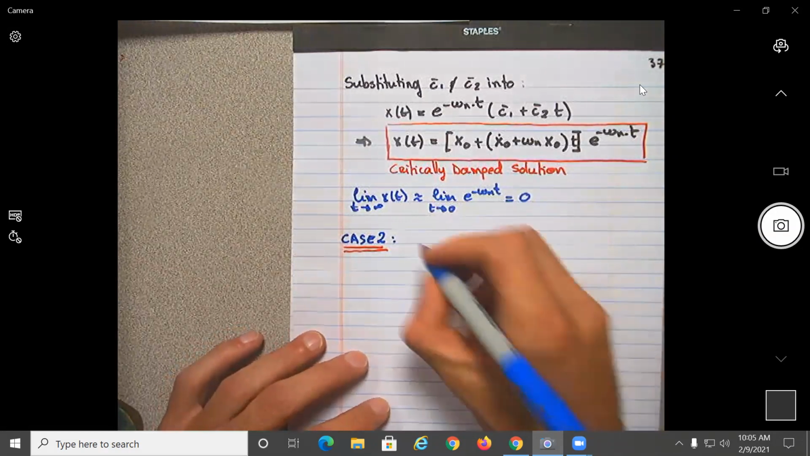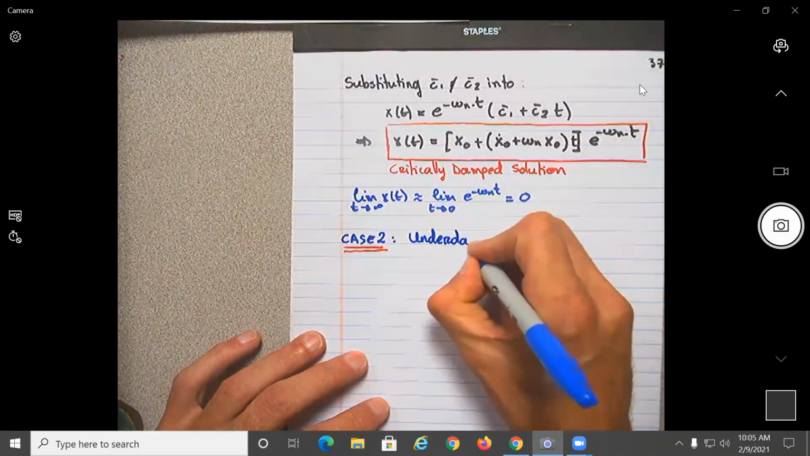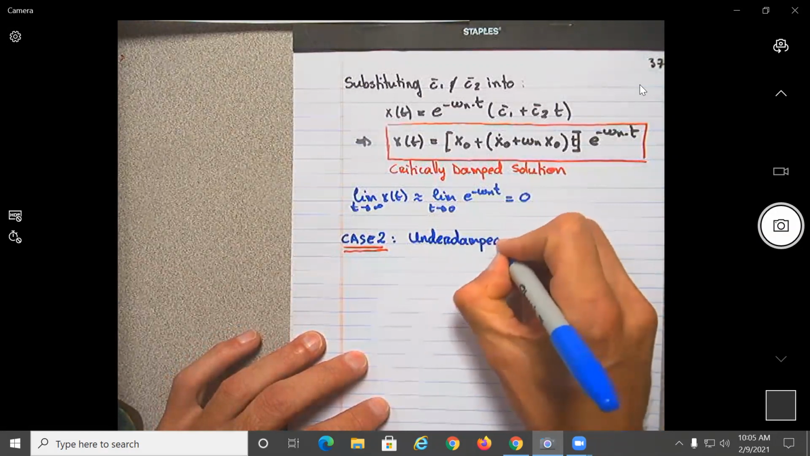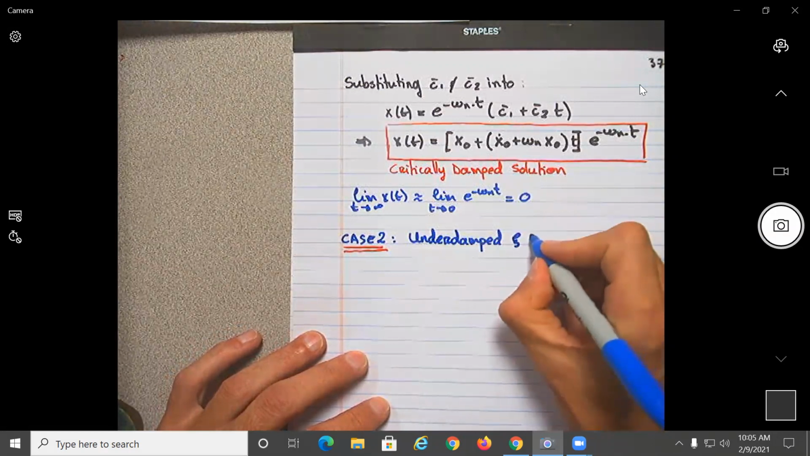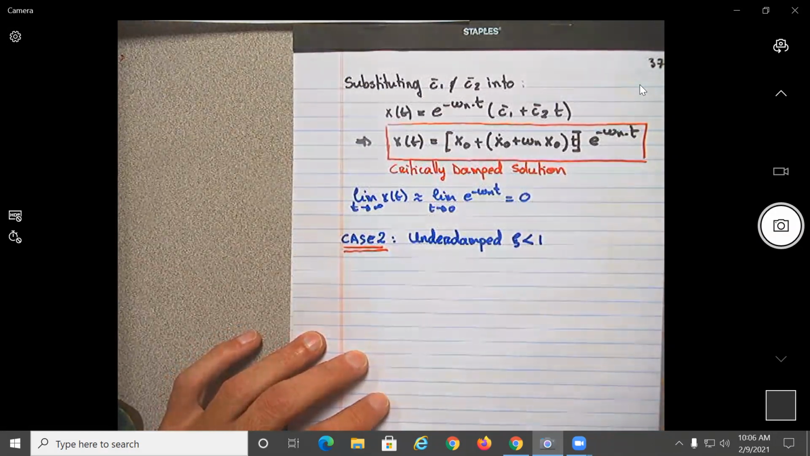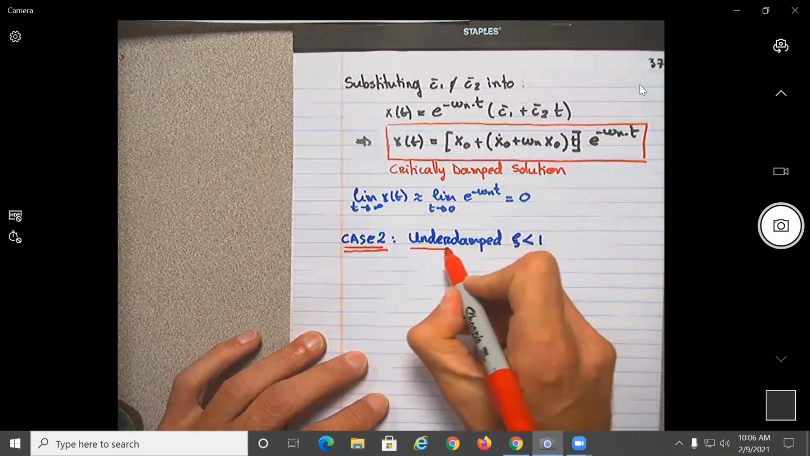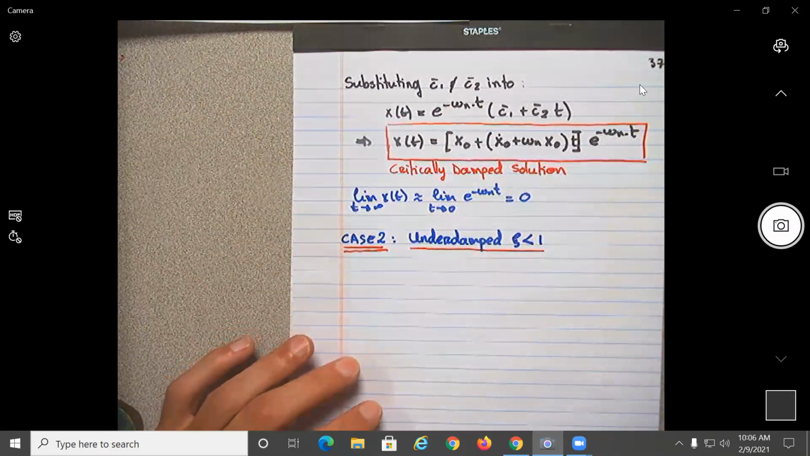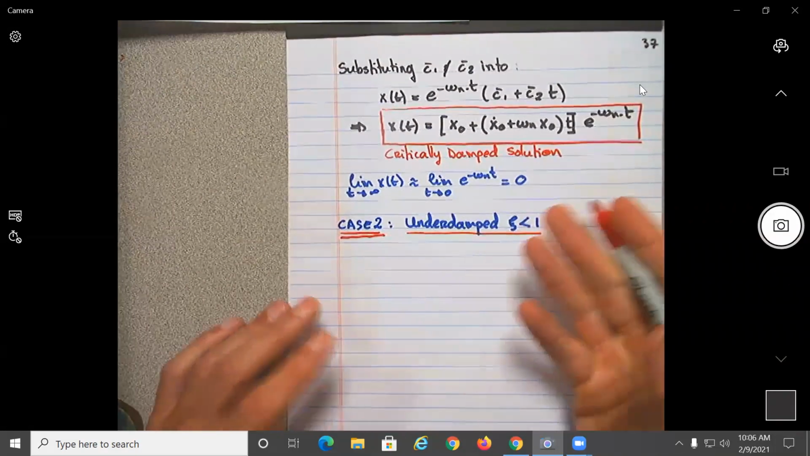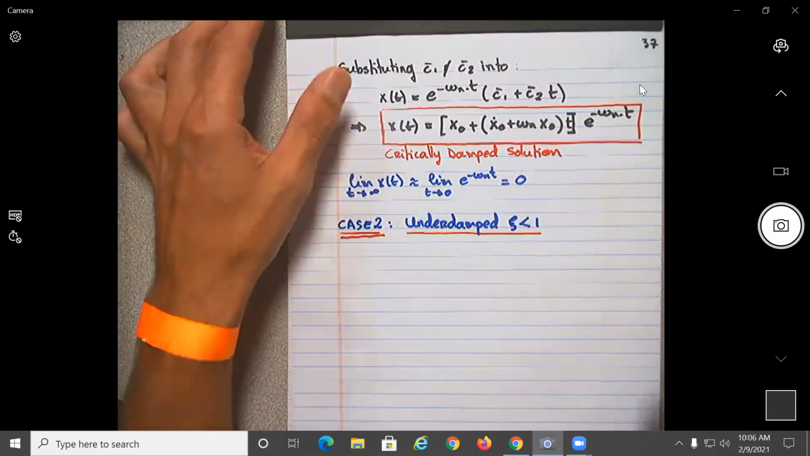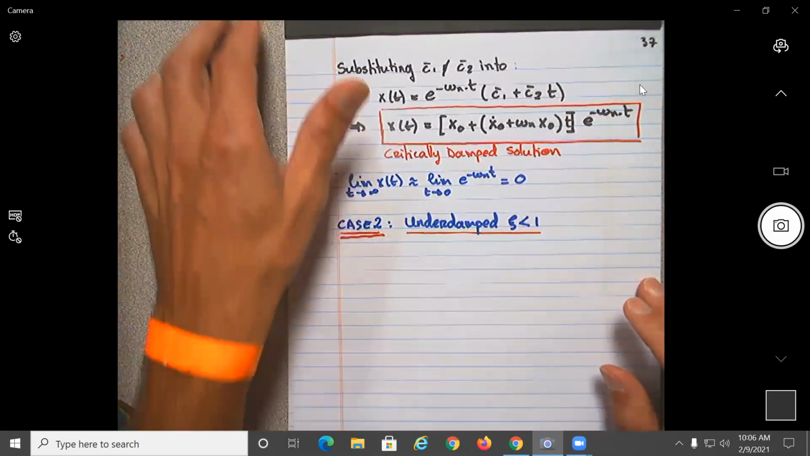So, our case 2 is underdamped. That means that the damping ratio is lower than 1. Okay, and this is obviously the most common case and the one of more interest, okay? So the solution is probably going to be a little bit longer.